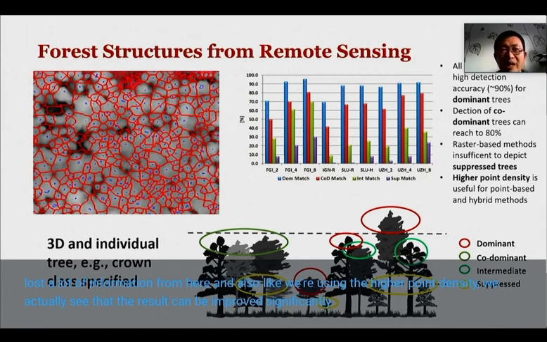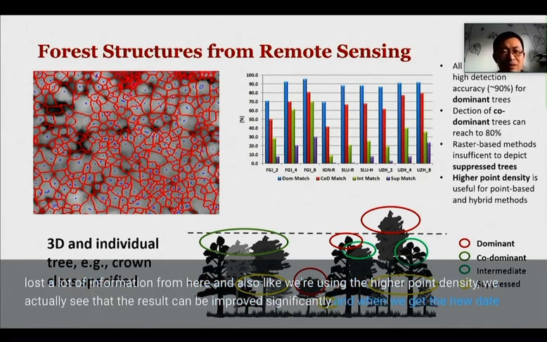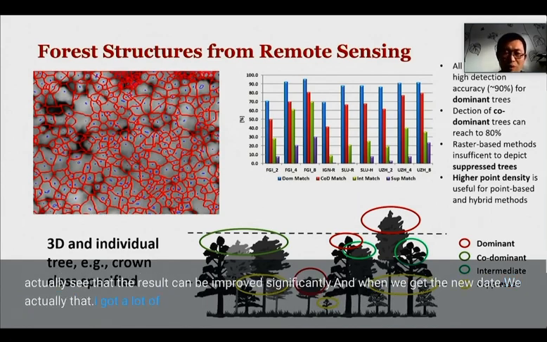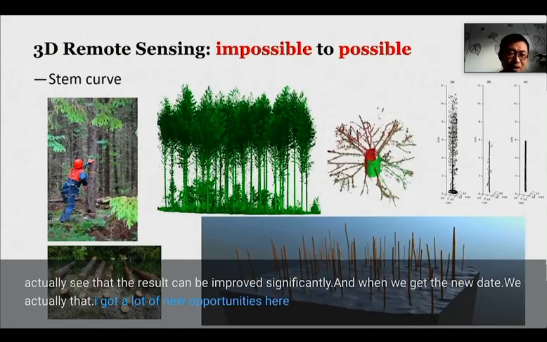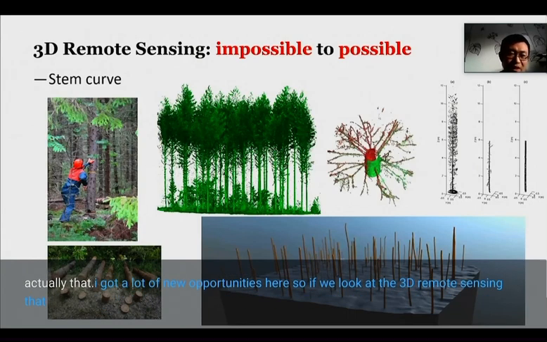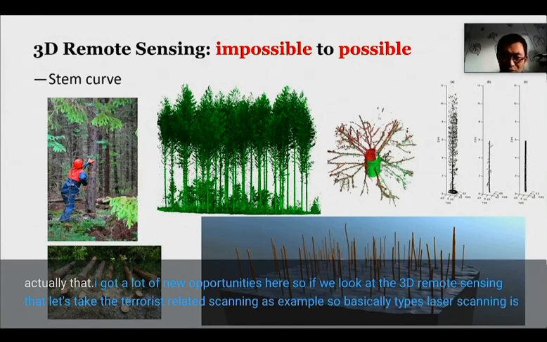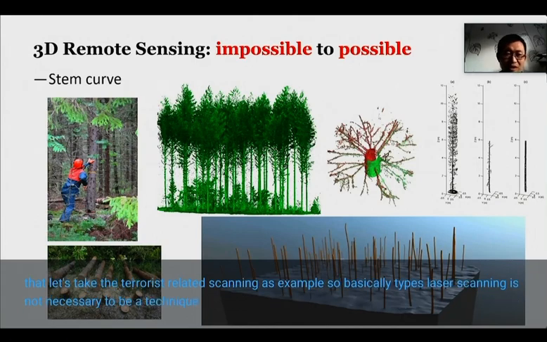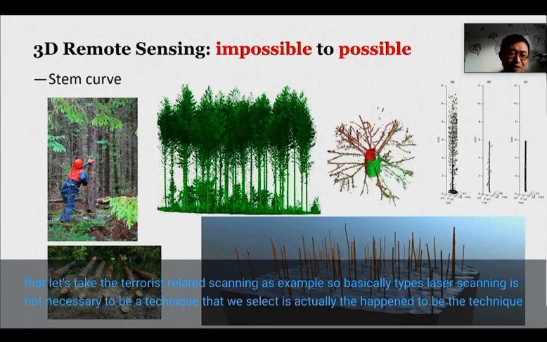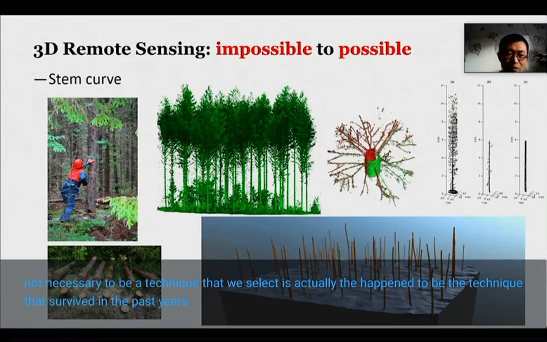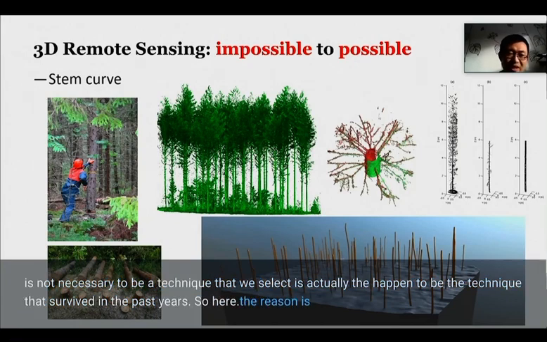And when we get the new data, we actually got a lot of new opportunities here. So if we look at the 3D remote sensing, let's take terrestrial laser scanning as an example. Terrestrial laser scanning is not necessarily a technique that we selected. It actually happened to be the technique that survived in the past years. The reason is that it turns something impossible before into possible.